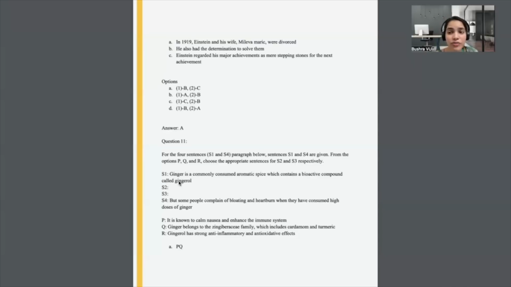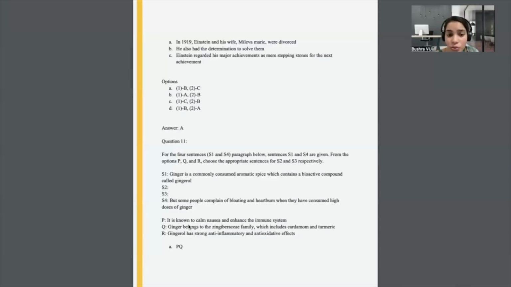Now you have to try to find the connection. It is ending with gingerol. Which sentence is now starting with gingerol? Gingerol has anti-inflammatory and antioxidative effects. So this is going to be your S2. Okay. This is talking about anti-inflammatory, antioxidative effects. Okay. So let's look at the other ones. Now we've talked about gingerol.